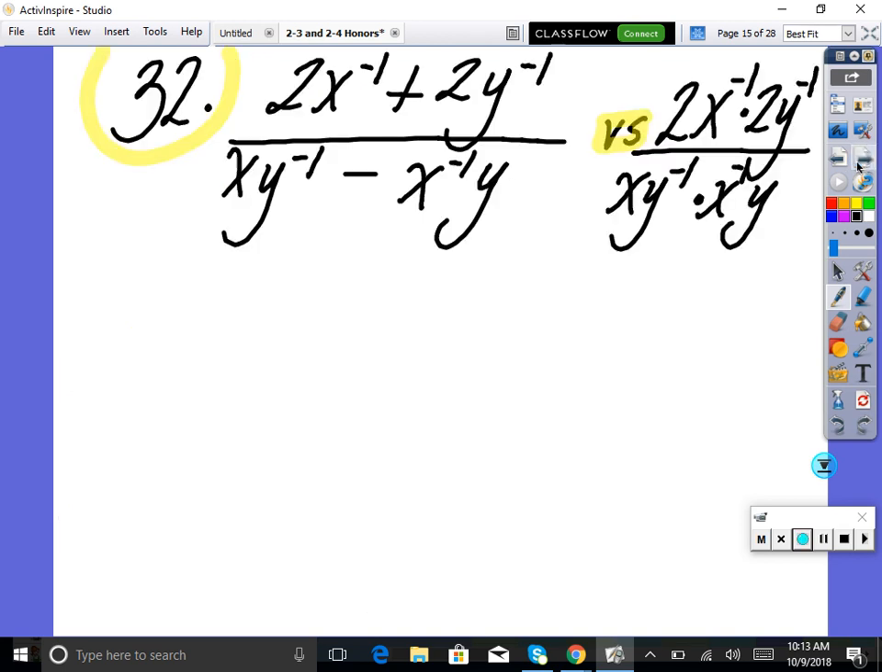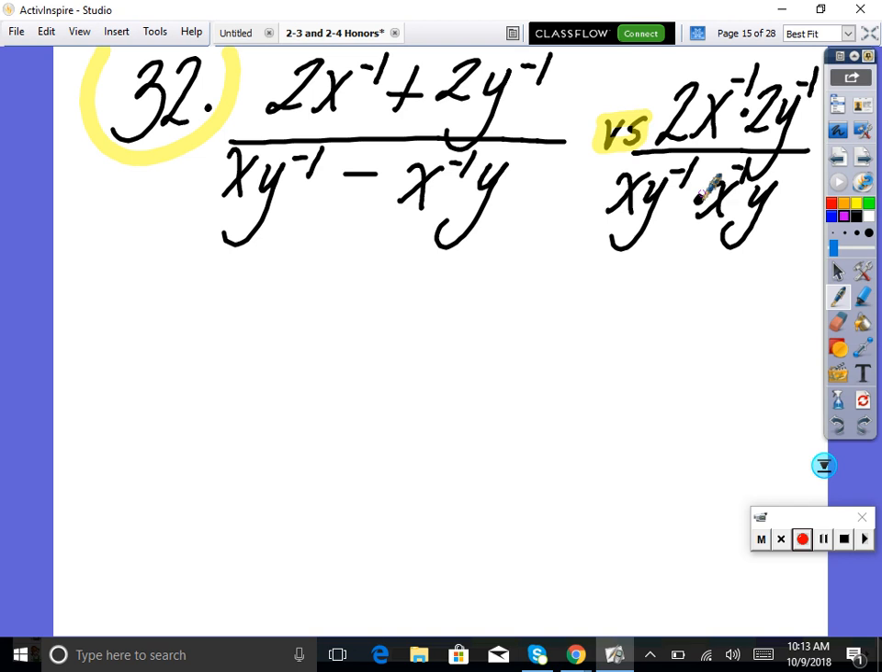So, we do have to look at 32 and look at the difference between these two problems. Look at the difference between this problem. It's 2x to the negative 1 plus 2y to the negative 1 divided by xy to the negative 1 minus x to the negative 1 y. Now look, there's a difference between having addition signs, subtraction signs, and multiplication signs.